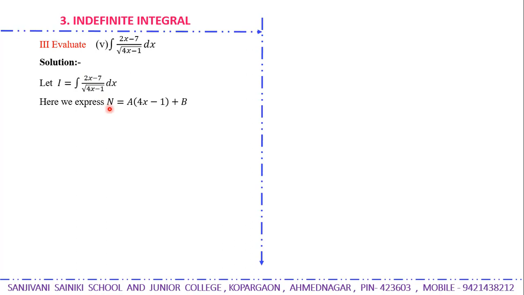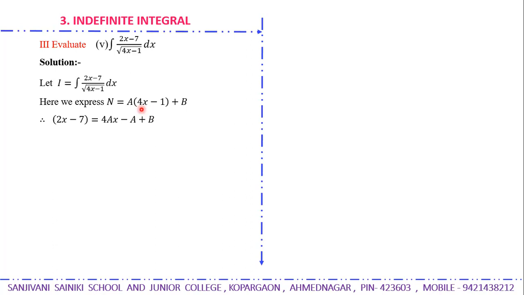Now how to express the numerator? Numerator is equal to a into denominator plus b, where a and b are two constants. Denominator is 4x minus 1, so keep it as it is, multiplied by a. So here we get 4ax minus a plus b.